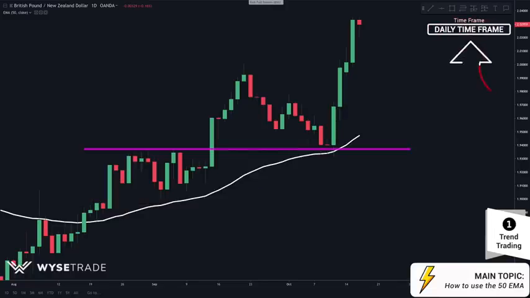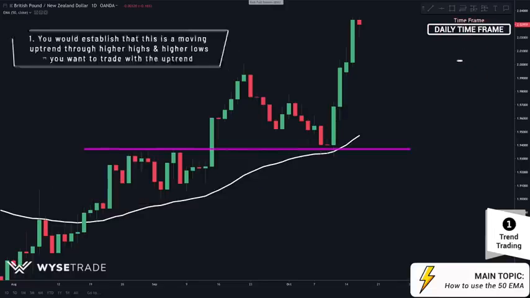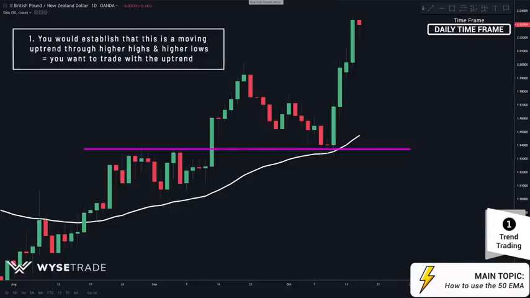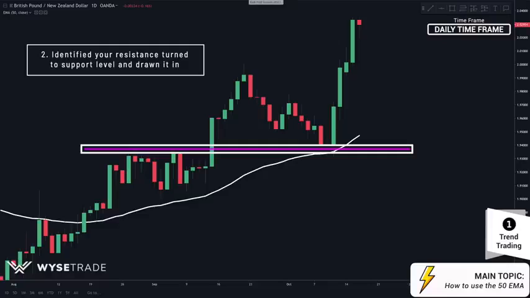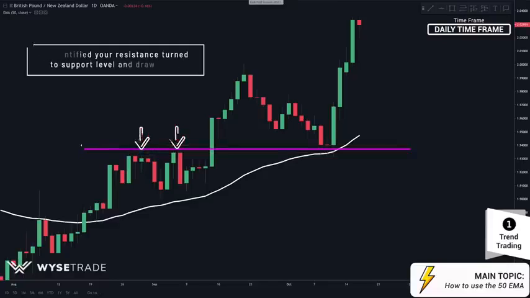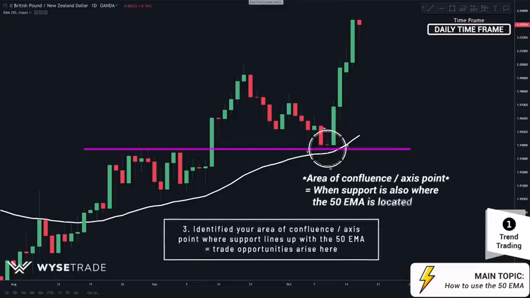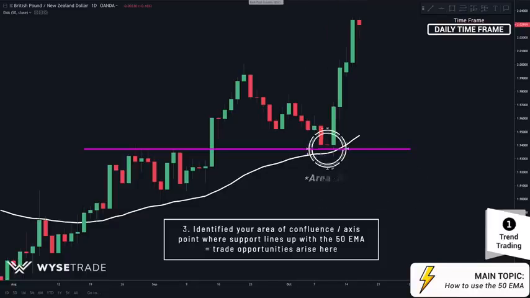So here is the daily time frame. First, you would have established that this is a clear moving uptrend, as price was making higher highs and higher lows. So you want to trade with the moving uptrend. Next, you would have identified your area of support through these two reactions here. Now, what made this level even better and an area of confluence is that the 50 EMA was also right at this area as well.